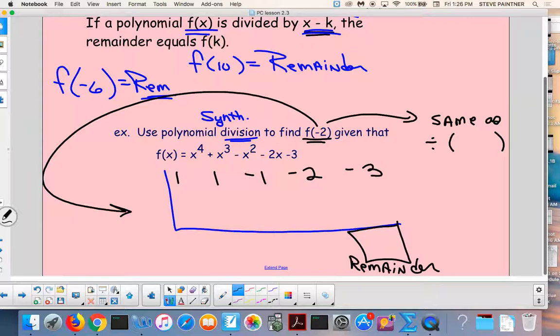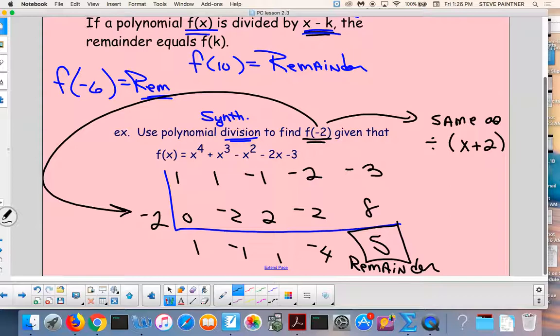Okay, here we go. Use synthetic division to find f of negative 2, given that this is your polynomial. When you're evaluating at negative 2, it's the same as dividing by x plus 2, right? And if you were dividing by x plus 2, you'd put a negative 2 over there, wouldn't you? So you put the negative 2, you bring the numbers down, multiply, add, multiply, add, multiply, add, and multiply. What's the answer?